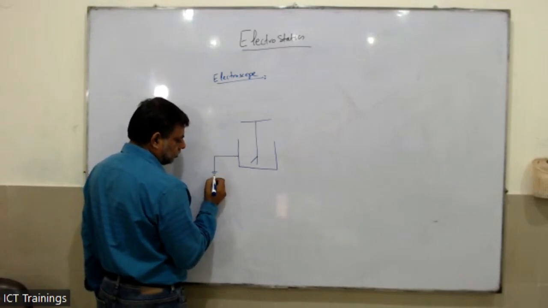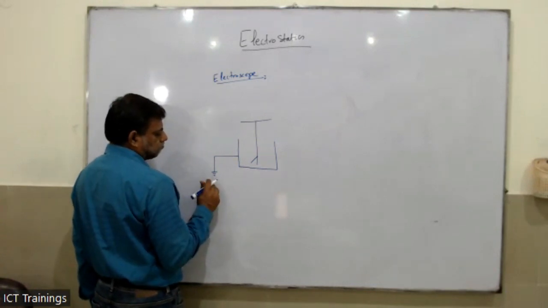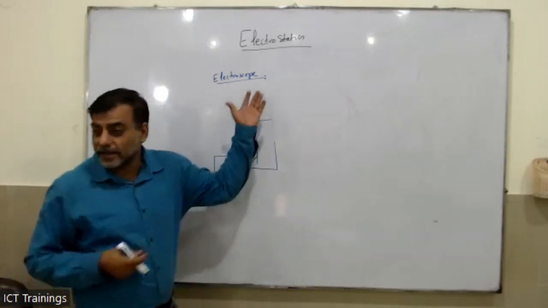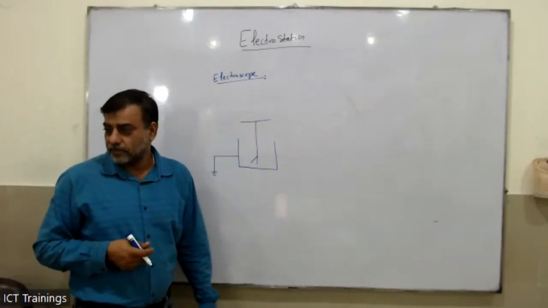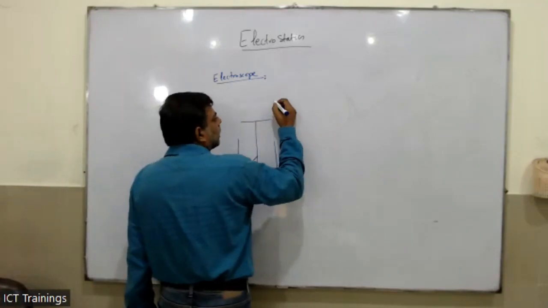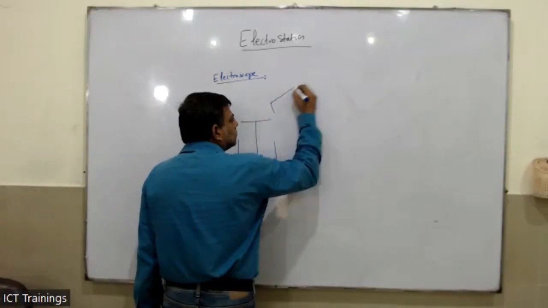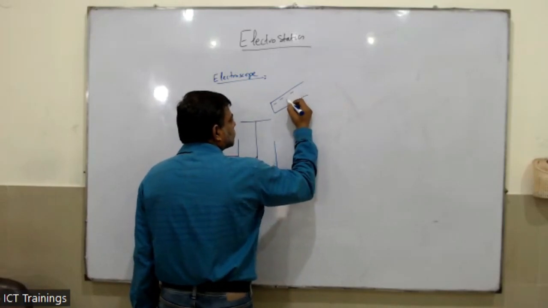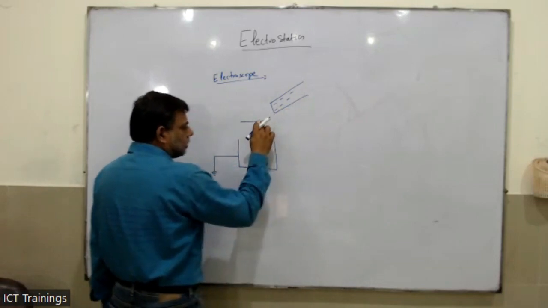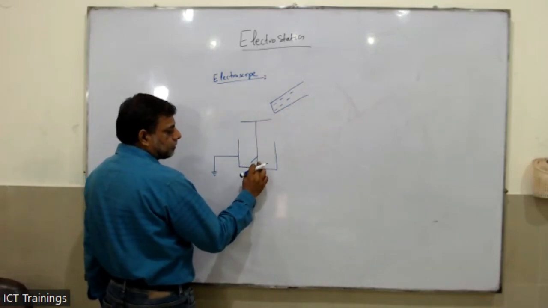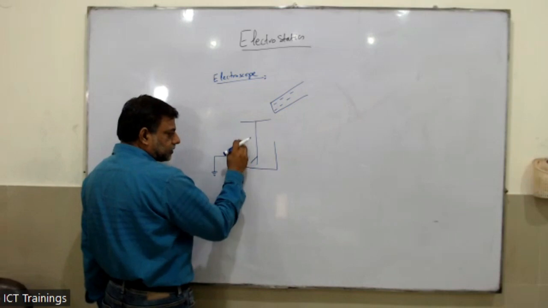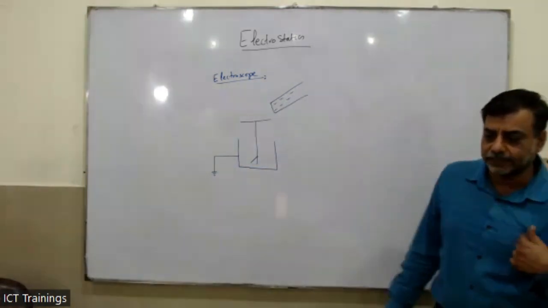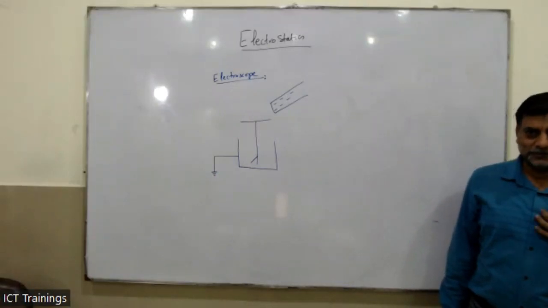Neutral electroscope, very neutral. Which rod do we take? Negative rod. All right, you have to tell me what charges we will have on the disc, on this gold leaf and plate, on the inner side of the electroscope and on the outer side of the electroscope. You have to tell me. Please guide me. One by one.